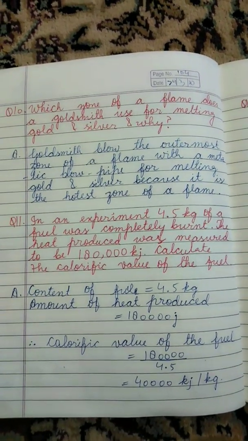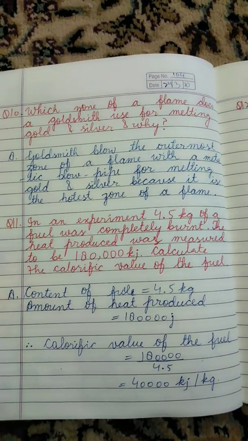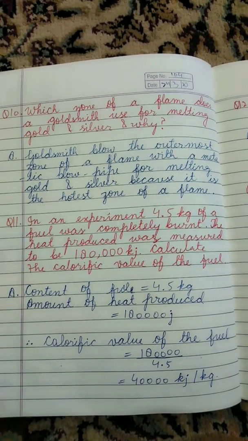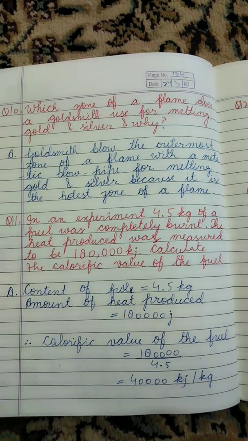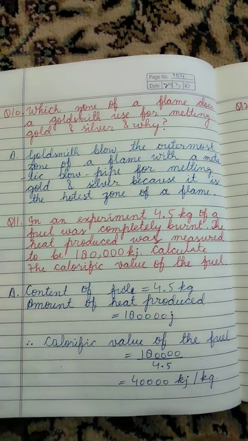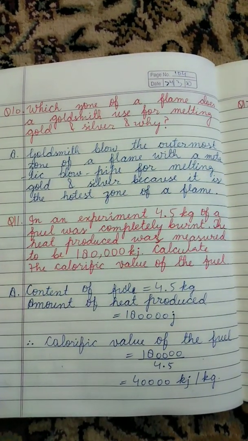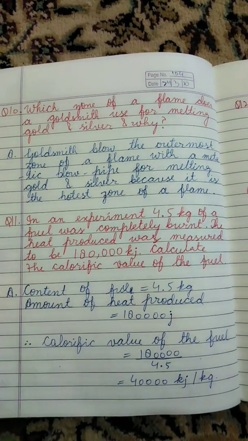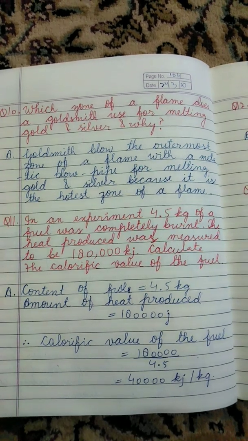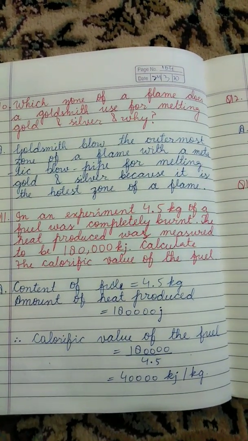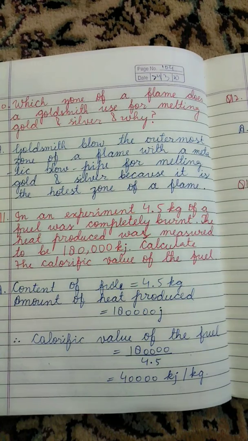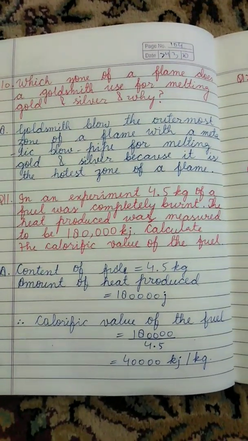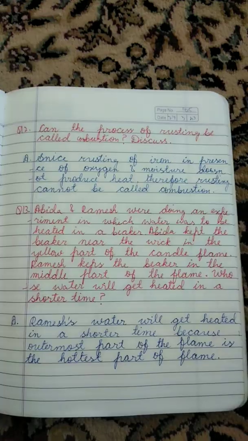Question number 11. In an experiment, 4.5 kg of a fuel was completely burnt. The heat produced was measured to be 1,80,000 kilojoule. Calculate the calorific value of the fuel. Answer. Mass of fuel is equal to 4.5 kg. Amount of heat produced is equal to 1,80,000 kilojoule. Therefore, calorific value of the fuel is equal to 1,80,000 divided by 4.5, is equal to 40,000 kilojoule per kg.